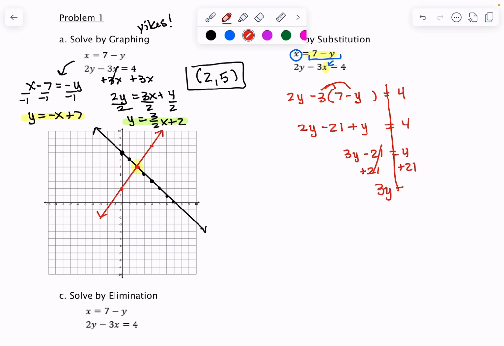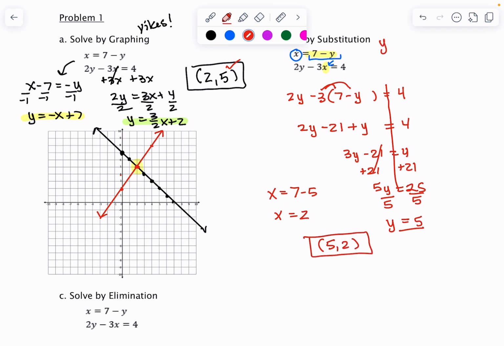I get 5y equals 25. Divide both sides by that 5, and I get y equals 5, which is what I want, because that's the 5 on the other side. I'm making tons of mistakes here. When I go ahead and plug that 5 into the top equation, I get x equals 7 minus 5, and boom, there's my x equals 2. So I still get (2, 5) for my answer, but that was so much easier.